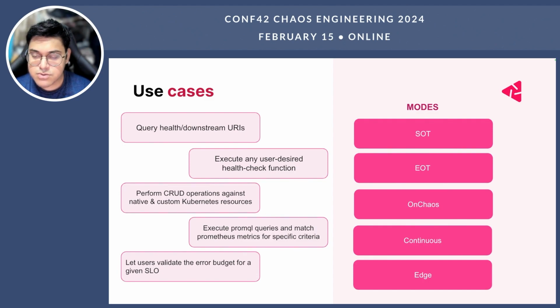There are different modes in which you might want to execute these probes, and this depends on what behavior you're trying to achieve. For example, SOT is start of test, EOT is end of test. If you want to execute your probe before the chaos execution has started or is about to start, you can use the SOT mode. For EOT, after your chaos finishes, it will do the assertion. OnChaos is when the chaos is happening, and continuous is throughout the entire chaos execution flow. And edge is before and after your chaos happens. So before chaos happens, it runs an assertion, and after chaos finishes, it runs another assertion. These are the different modes available for probes as of today.